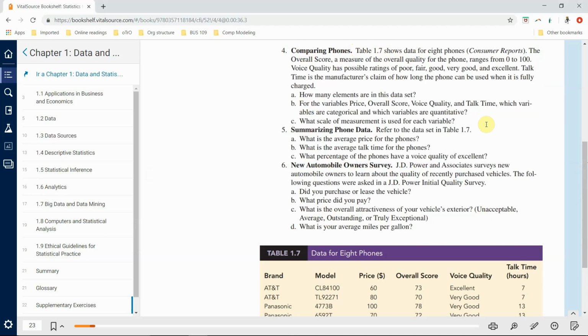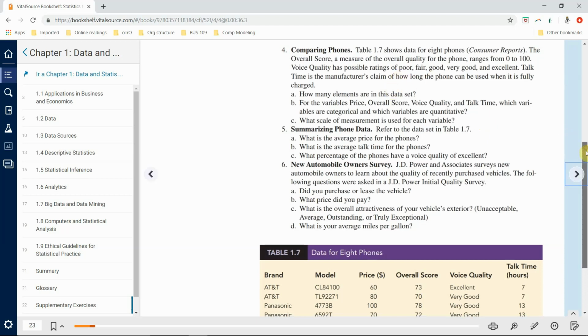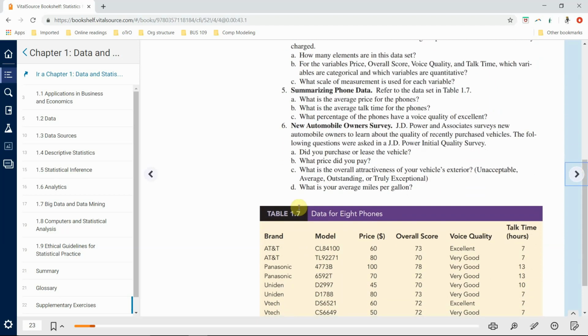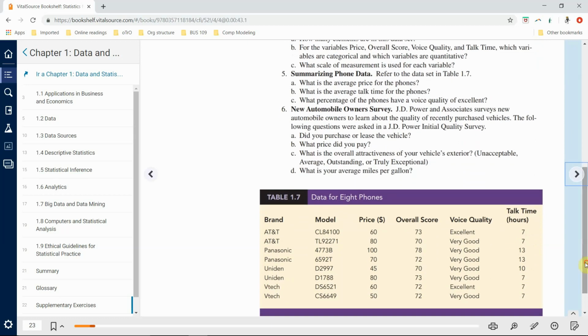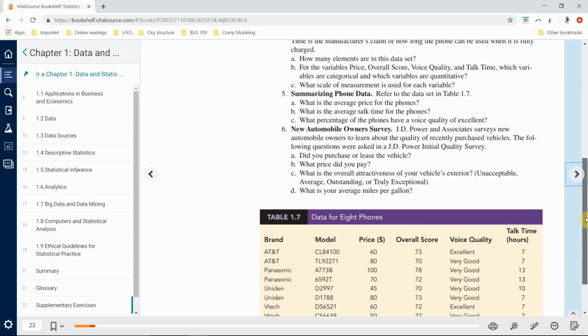So we've got 3 questions we have to answer. Number 1, how many elements are in the data set? So let's scroll down a little bit here. Elements, right, those are the entities that we're collecting data on. So here is an entity, here's an entity, each row is representing an entity. So we have 1, 2, 3, 4, 5, 6, 7, 8. So for the first one, it is 8 entities. And how many variables? We've got price, overall score, voice quality, and talk time. So there are 4 variables.